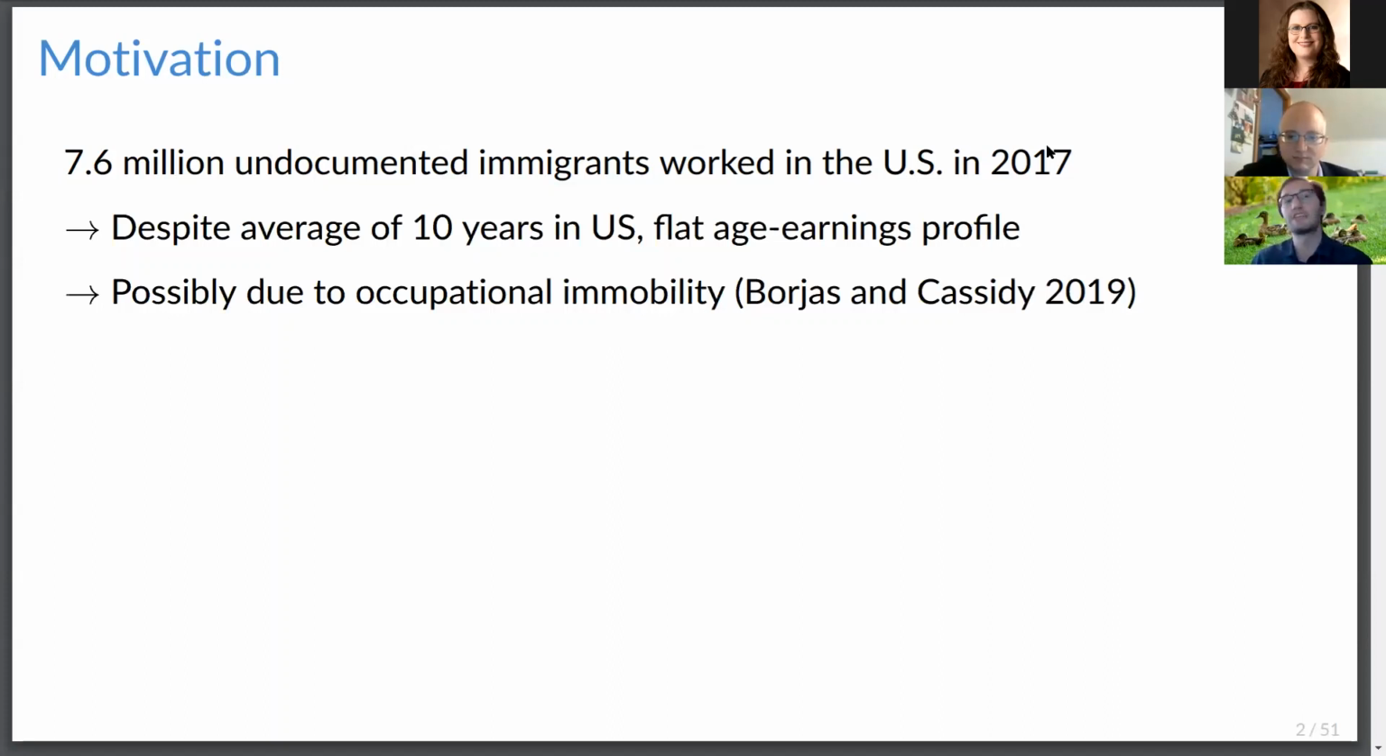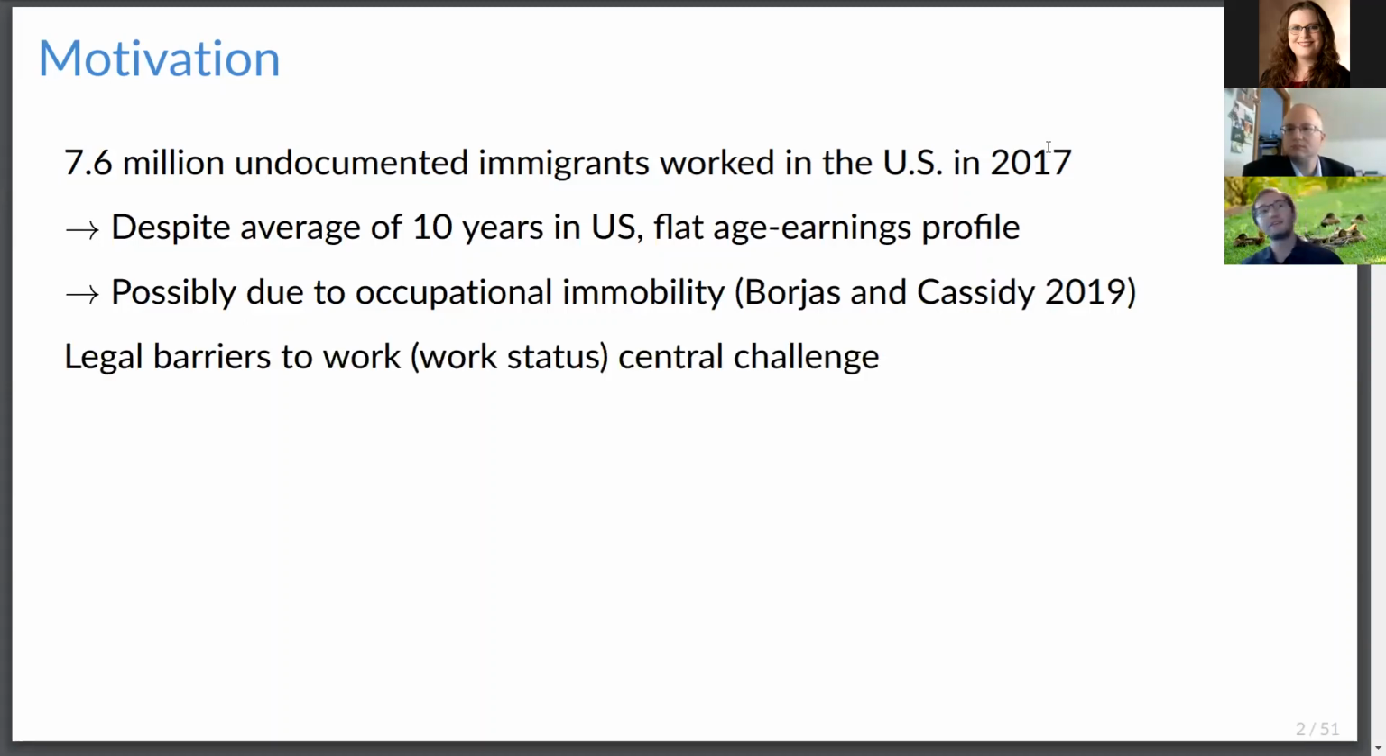So, for example, despite living in the United States on average 10 years, undocumented immigrants face a relatively flat age earnings profile. So as they gain labor market experience, that isn't reflected in their earnings compared to native workers or other immigrants. One reason put forward to explain this, in a recent paper by Boris and Cassidy, is occupational immobility. Once you control for occupation, this gap in the age earnings profile slope decreases. So this makes sense, I think.